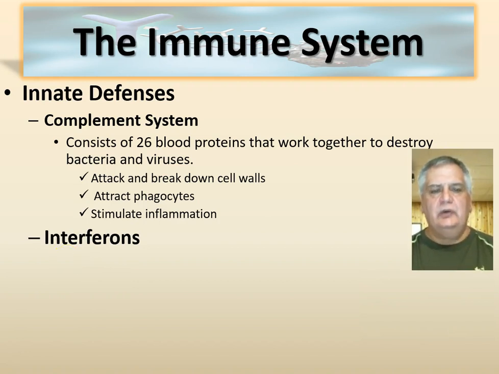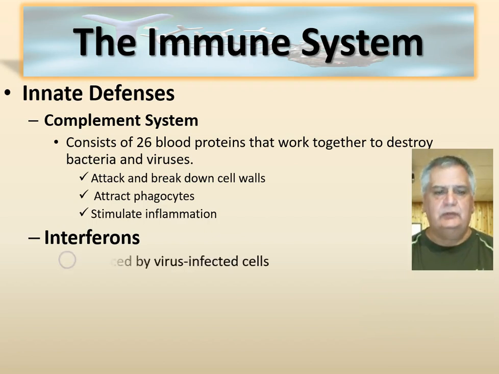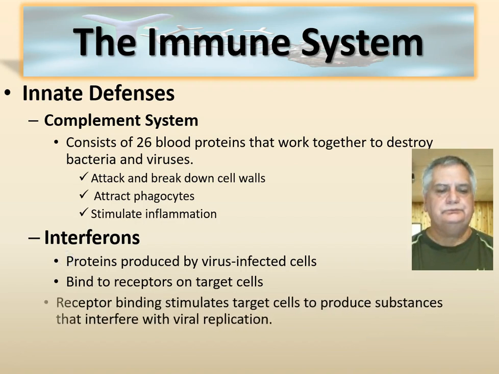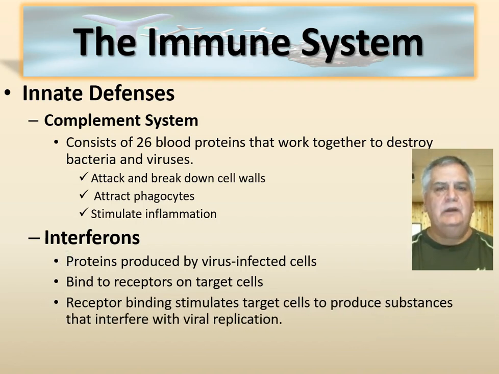In addition to these 26 blood proteins, there are also other proteins referred to as interferons. Interferons are proteins that work against viruses. These are proteins that are produced by cells that are infected by viruses. These interferons will bind to receptors on target cells near the virus-infected cells, and that receptor binding then will stimulate those target cells to produce substances that interfere, thus the name interferon, with that viral replication.